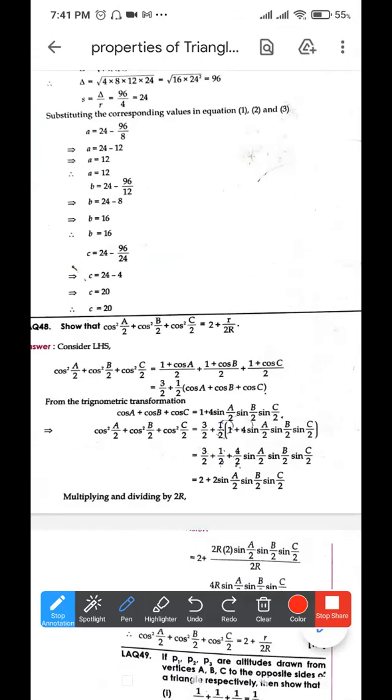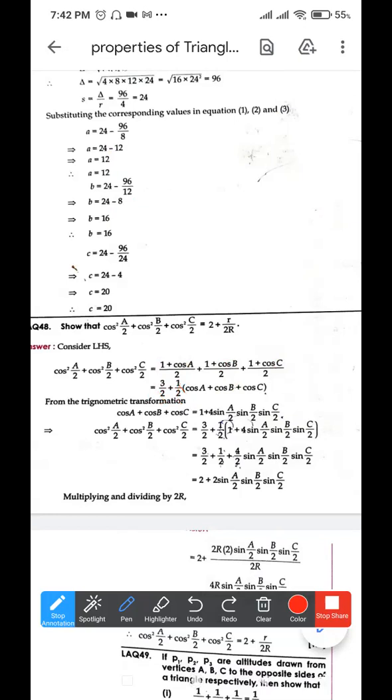Okay, so cos square A by 2 is nothing but 1 plus cos A by 2. This question is from trigonometric ratios or trigonometric transformations. This formula we are applying, then we are taking common. What can we take as common? 1 by 2 we are taking as common. 1 by 2 plus 1 by 2 plus 1 by 2 will be 3 by 2. Then what is left? Cos A plus cos B plus cos C, from that we are taking 1 by 2 as common. So 3 by 2 plus 1 by 2 into cos A plus cos B plus cos C.